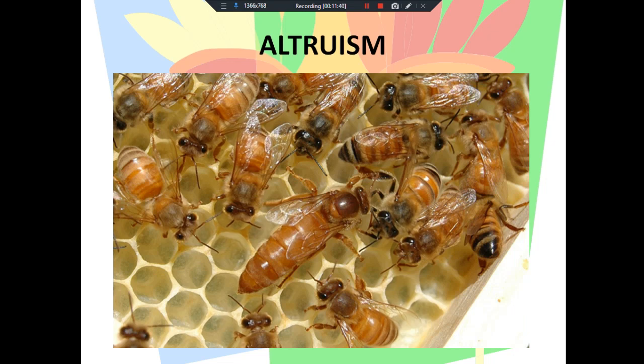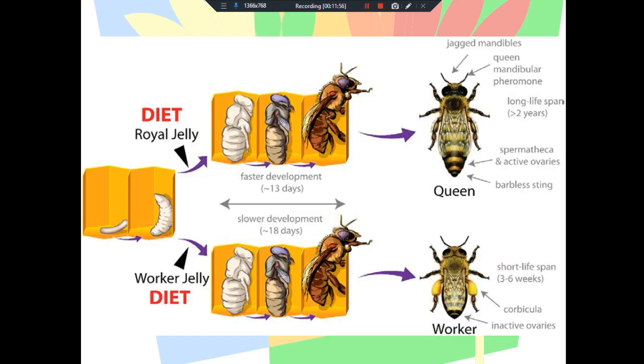The drones develop from unfertilized eggs and are haploid. The workers are female and develop from fertilized eggs. Any fertilized egg can develop either into a queen or a worker depending on how the egg is housed and fed. That means diet also makes a difference, where they are kept and their diet. The workers perform all tasks of the hive except for mating and laying eggs.